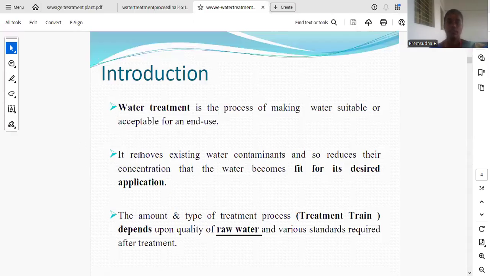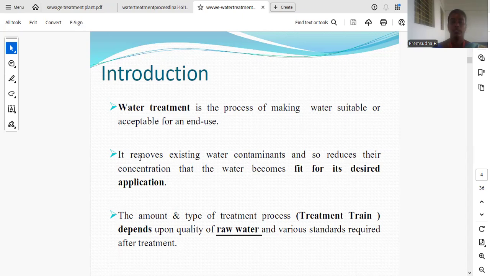Good afternoon, students. Today I am going to start the second unit about water supply and wastewater treatment. And this is the third unit for drinking water supply treatment. Drinking water supply and treatment, the same unit and same topic, the water treatment. What do you mean by water treatment? Water treatment is the process of making water suitable or acceptable for end use.